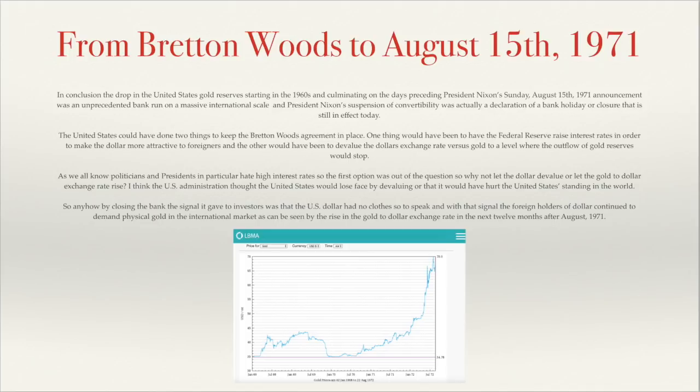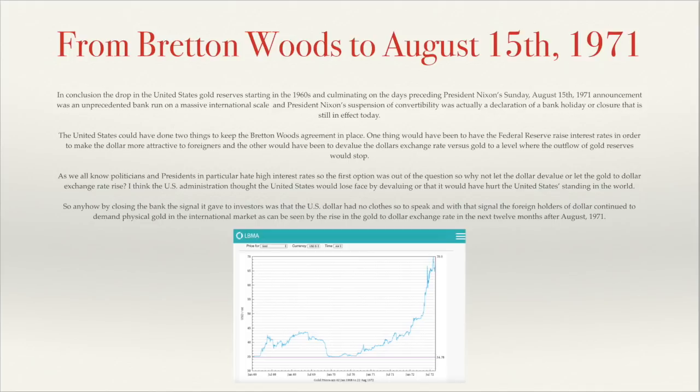As we all know, politicians and presidents in particular hate high interest rates, so the first option was out of the question. So why not let the dollar devalue or let the gold to the dollar exchange rate rise? I personally think the US administration at the time thought the United States would lose face by devaluing, or that it would have hurt the United States standing in the world.